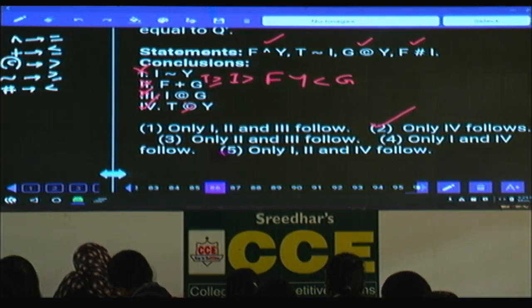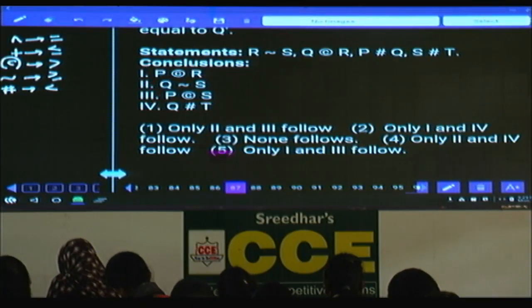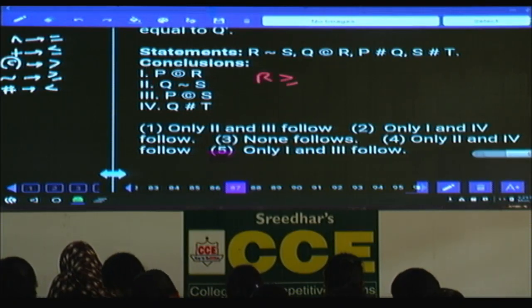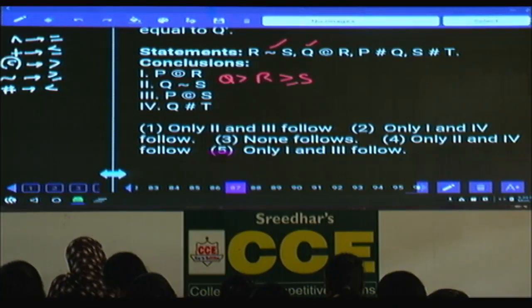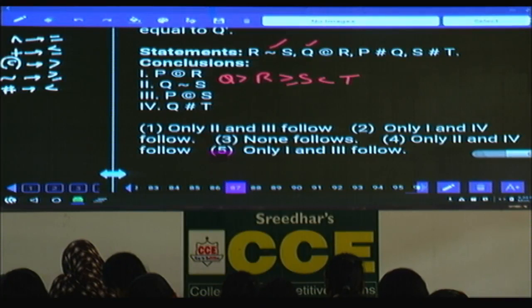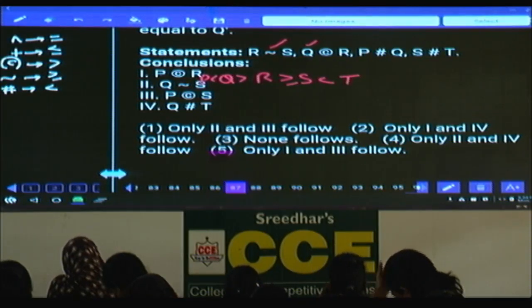86 choice 2. Then coming to question number 87. Now in this 87, R greater than or equals to S. And Q copyright R. Copyright stands for Q greater than R. Now Q greater than R, greater than or equals to S. S hash S lesser than T, and P hash Q. P lesser than Q. What is the final conclusion statement? P lesser than Q, greater than R, greater than or equals to S, lesser than T.